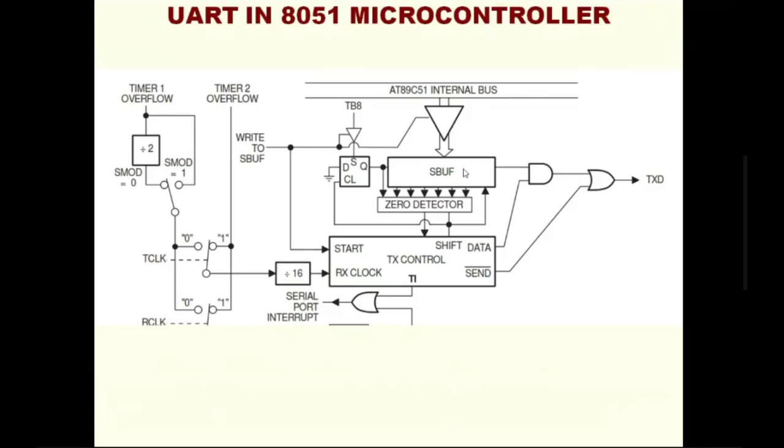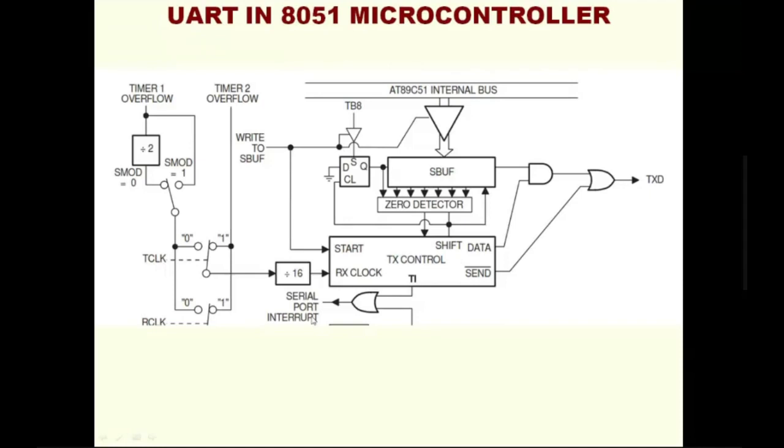But all the transmitters are parallel-in serial-out shift registers. The parallel-in serial-out shift register transmitter in the 8051 microcontroller is called SBUF. As you see on the screen, at the cursor, this is the shift register and this is the transmission control. The shift control signal is coming here, and through the AND gate data will be shifted out, and through this OR gate data will be transmitted through TXD.